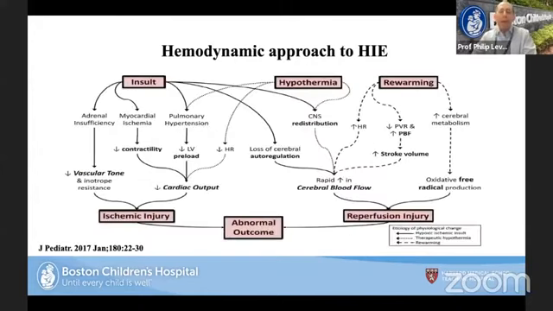HIE is fascinating. There are many different stages, but we know that there's an insult, and then there is the reperfusion state. So when in the insult state, I want everybody to really stop and think about it. There's an insult to the brain. We often see an insult to the liver. We see an insult to the coagulation. But guess what? We may actually see an insult to the heart and to the lungs. And how we manage this during the hypothermia and rewarming is really invaluable.